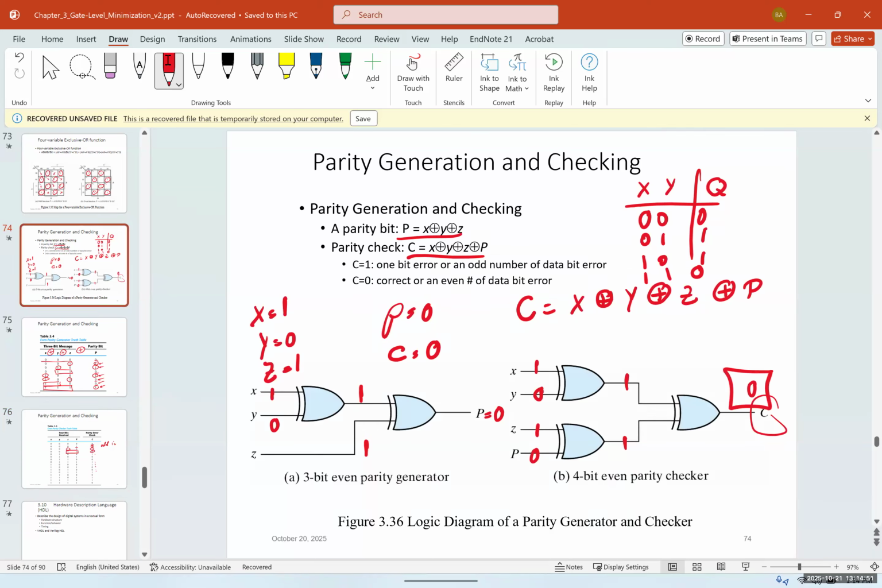Now, the correct answer here would be 0, okay? But if in this situation our parity code changes, okay? So imagine this scenario. Imagine that X, Y, Z is 1, 0, 0. This is the correct answer. The incorrect answer, X is 1, Y is 0, and Z is 0. So we have an error in Z, which becomes 0, okay? Now I want you to find P and C for the new inputs, X, Y, and Z.